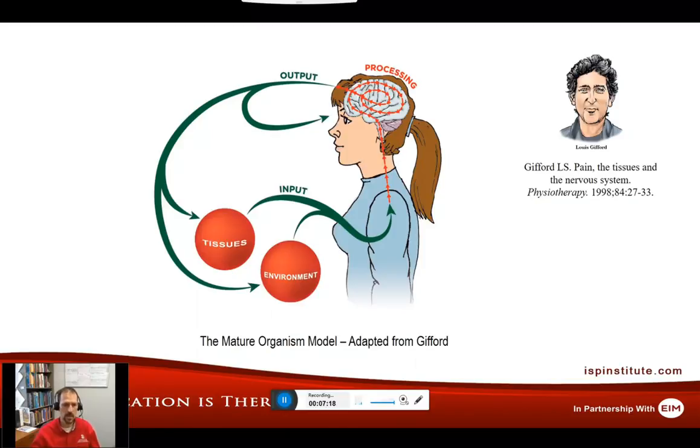So really, Louis Gifford, I think, provided us with this nice mature organism model to really start to understand the many complexities behind pain. Through the research and what we've found over the last 15, 20 years as we slowly unravel and understand pain a little bit further, this mature organism model does a nice job of breaking it down into the various components, such as tissue inputs, environmental inputs, the peripheral nervous system input itself, the central nervous processing that happens at the spinal cord level all the way up into the brain, and the various output mechanisms from the neuroendocrine and immune responses that can occur when a person has a pain experience.